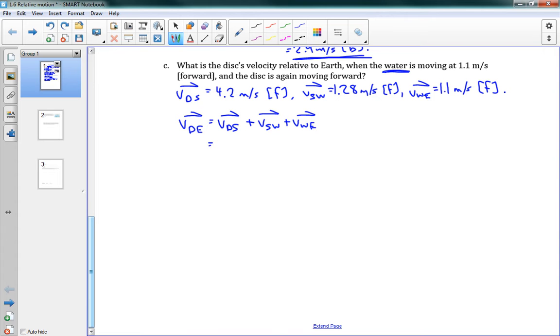And now I can put in my numbers. I've got 4.2 plus 1.28 plus 1.1. This gives me 6.6 meters per second forward. And there we go. That's our final answer.